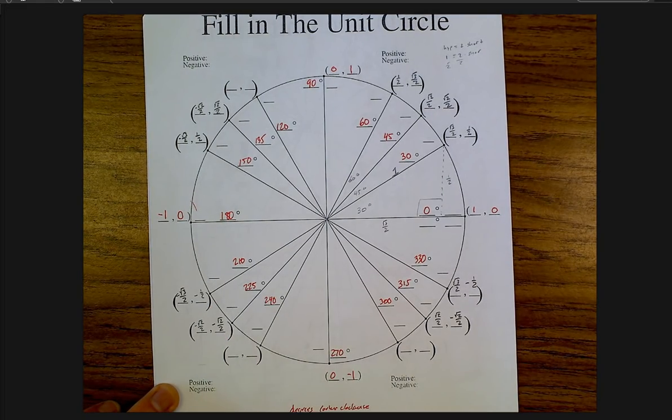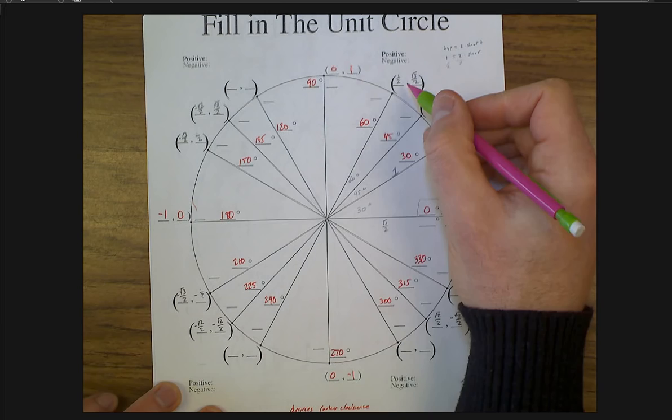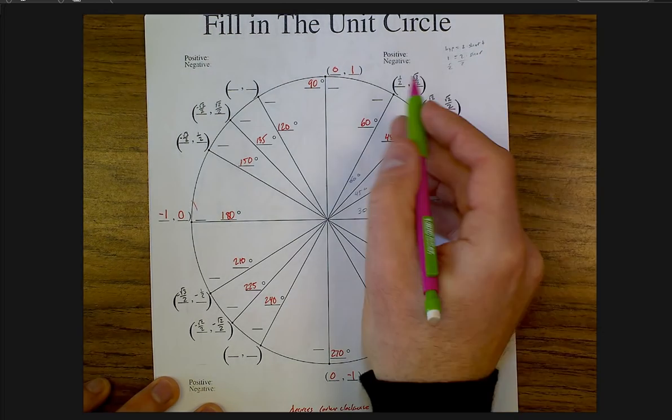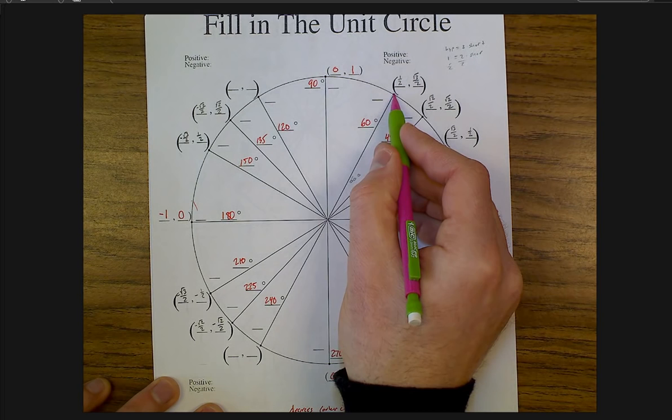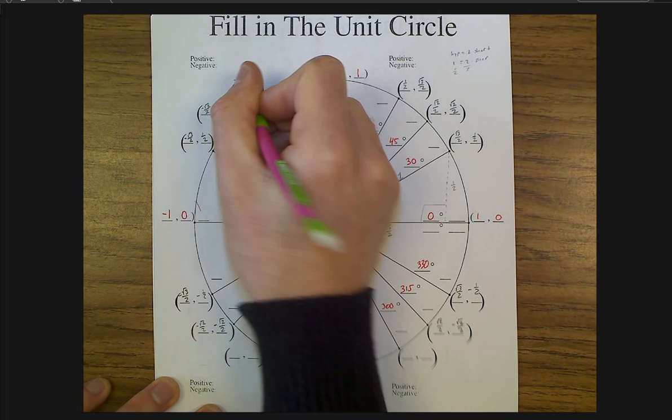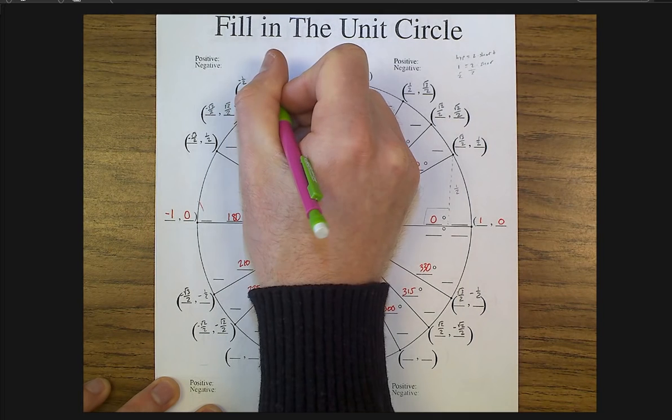Okay. And then I go to my 60s. So I always flip over the x-axis or y-axis first. It doesn't matter. If you just reflected this over the y-axis, this is going to be negative 1/2 because you're going to the left, and then up radical 3 over 2. It's the same as this.